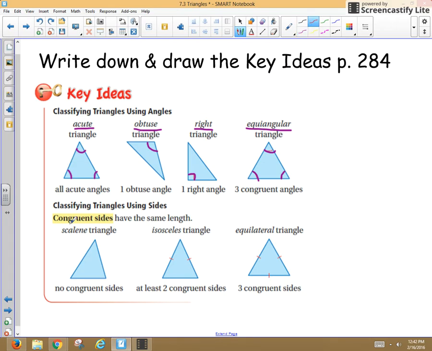Now, we also have a way of classifying triangles by looking at their side lengths. Congruent sides have the same or equal length. So the first triangle is a scalene triangle because it does not have any congruent sides. All three sides are different lengths. The isosceles triangle has two sides that are congruent, and you'll see it by these tick marks here. Since it has one mark on the left side and one mark on the right side, that means those two sides are congruent or equivalent. And the equilateral triangle has three congruent sides. So all three sides here are the same exact length.